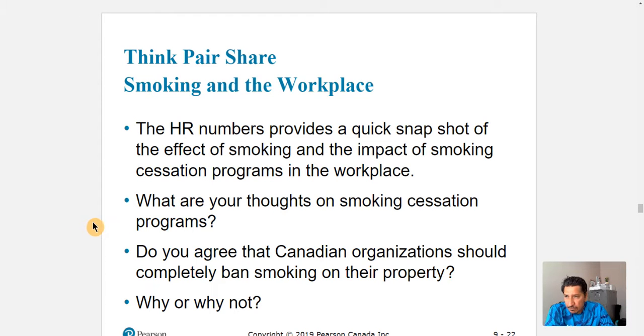Another thought process for you as individual students: the HR numbers provide a quick snapshot of the effort of smoking and the impact of smoking programs in the workplace. What are your thoughts on smoking cessation programs? Do you agree that Canadian organizations should completely ban smoking on the property? Why or why not? Think from a smoker's point of view, a non-smoker's point of view, and a health-conscious point of view.